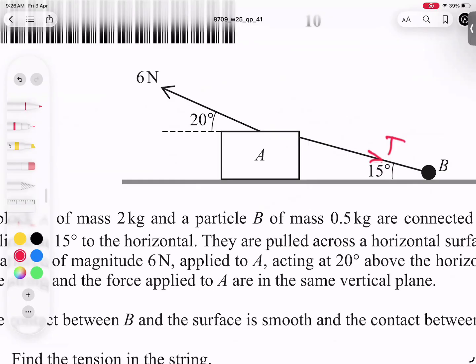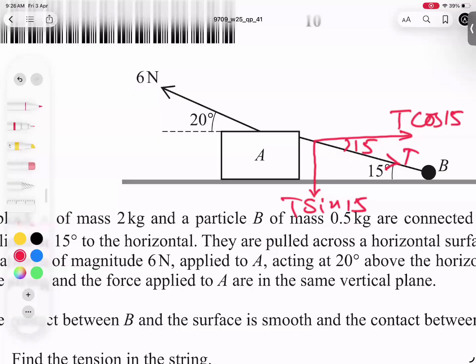So if I make it one component, tension is this way, and one tension component is this way, with 15 degrees here. This becomes T cos 15, and this becomes T sine 15. Okay, this is very clear. Basically, tension is acting this way. Don't think it is acting on B. B has tension acting this way, which I'm not considering now.